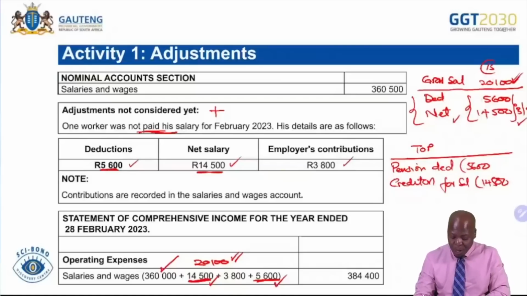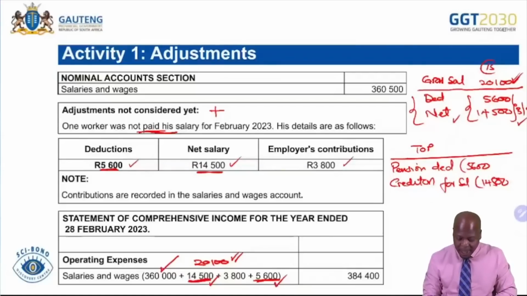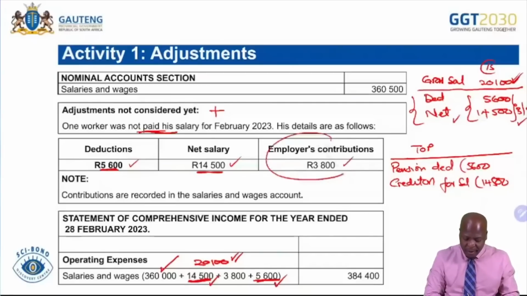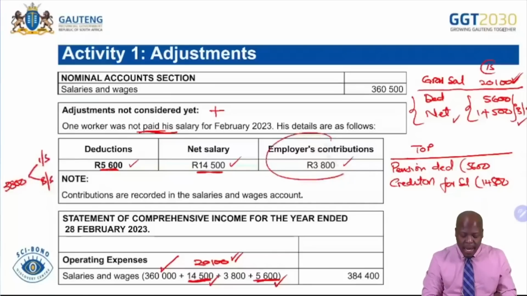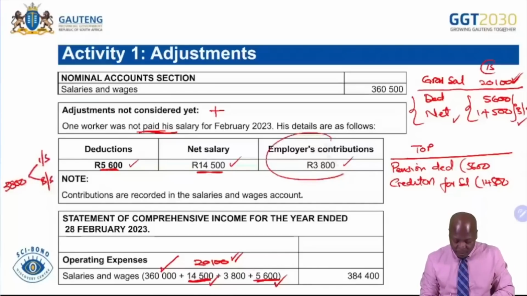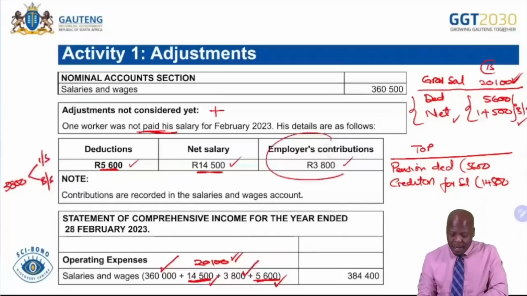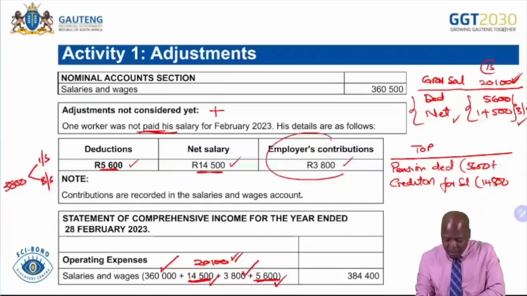Now that I have dealt with these two, I can then come and talk to the employer's contribution. The employer's contribution is how much? 3,800. So my 3.8 will be adjusted in two places, that is, the income statement as well as the balance sheet. In the income statement, there it is. In the balance sheet, it will also go down. Let's suppose it is still pension fund contribution.